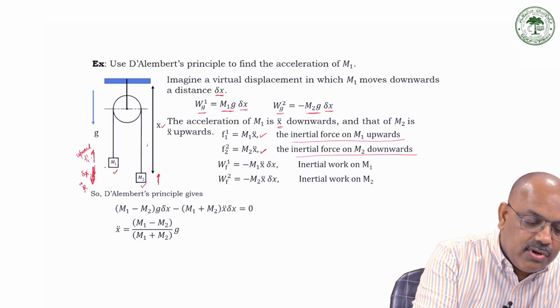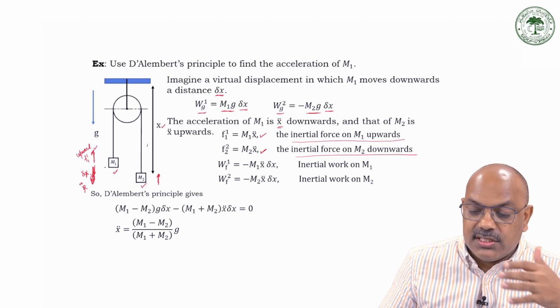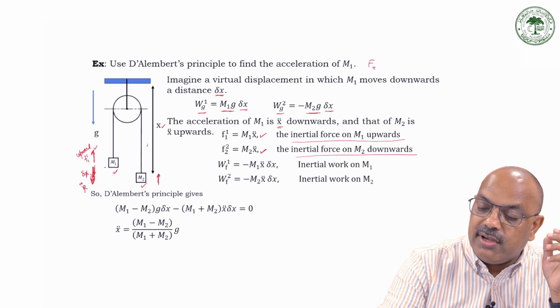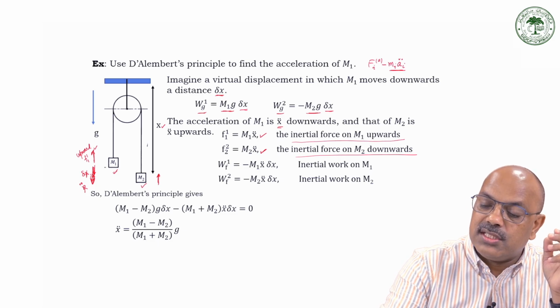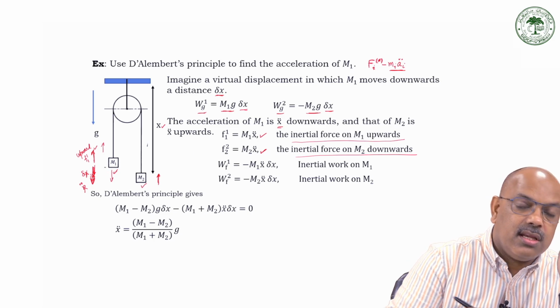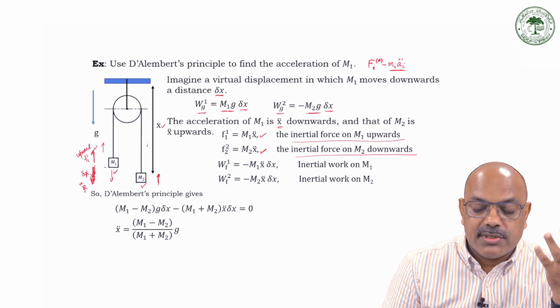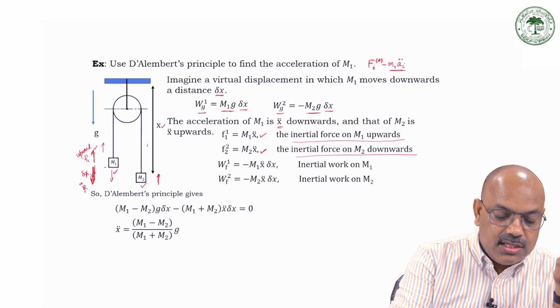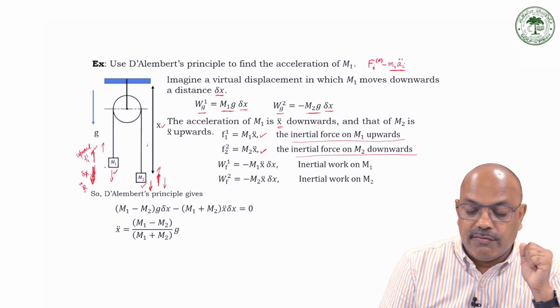Because this force is the inertial force, which is resisting the motion. So if I apply forces minus m_i a_i, this force is going to resist the applied force. If m1 is coming downward, this force naturally has to act against it in order to make it a static equilibrium. And similarly for m2, the acceleration is upward, so the force is going to be downward.